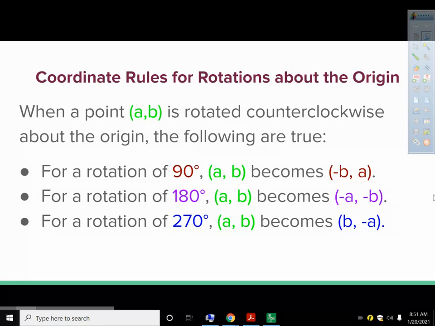Okay. What does that mean to do in your own words? Flip x and y and change the sign of the x coordinate. Perfect. Flip your x and y coordinates and change the sign of x.